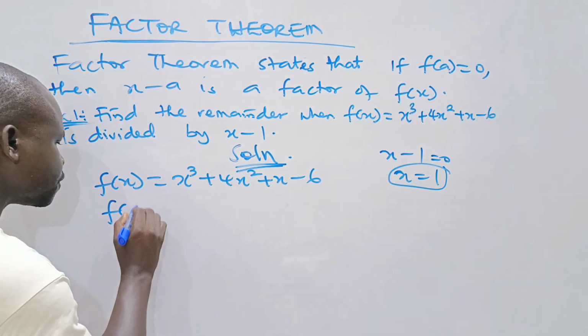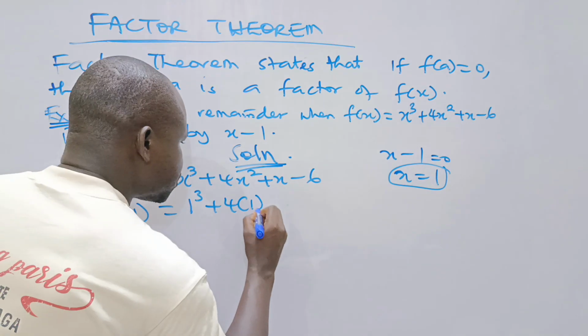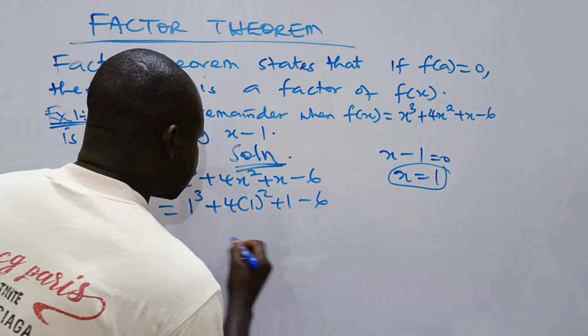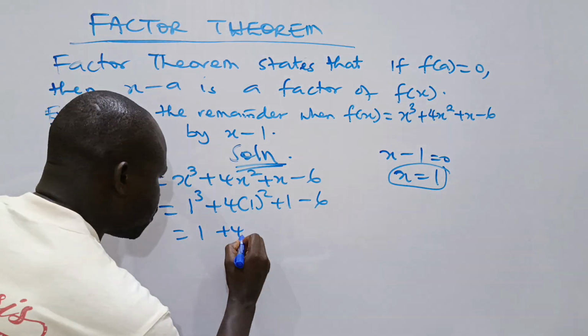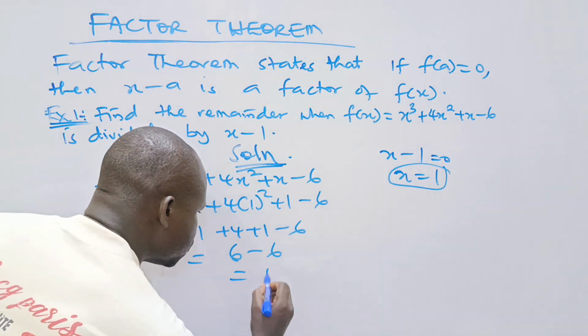If you have f of 1, when x is equal to 1, what are we going to get? We have 1 cubed plus 4 into bracket 1 squared plus 1 minus 6. So here we are going to have 1 plus 4 plus 1 minus 6. So we are going to have 6 minus 6, which is equal to 0.